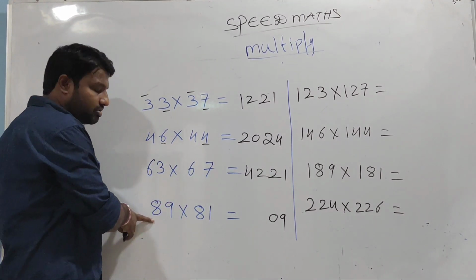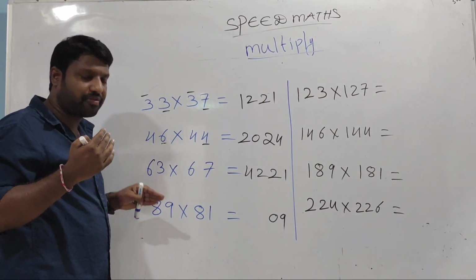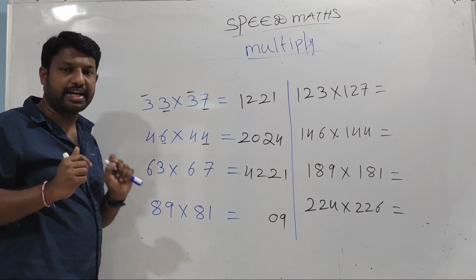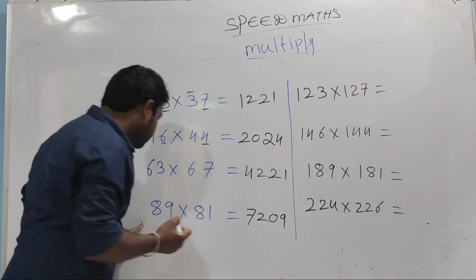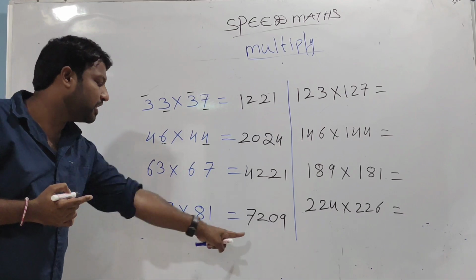Next time chestam sir, ikkada 8 undi. So 8 tarvata next number. What is the next number after 8? It's 9. So 8 into 9. 8 9s are 72. I will write 72.